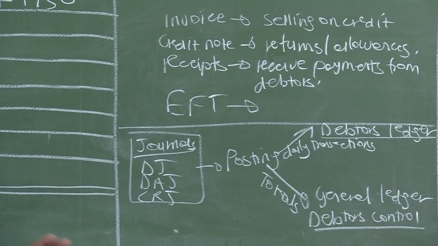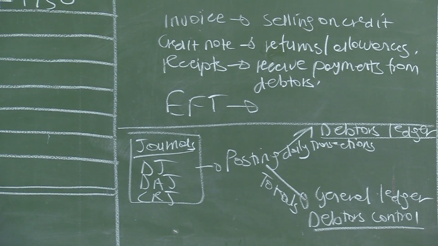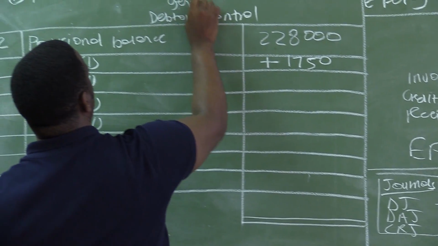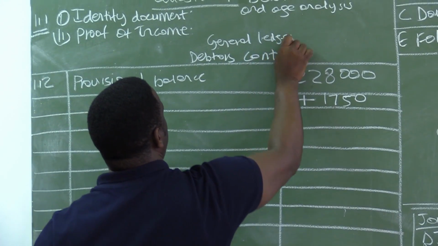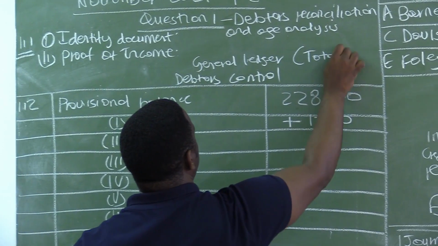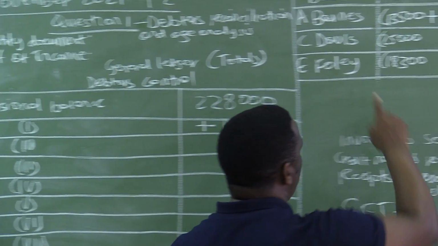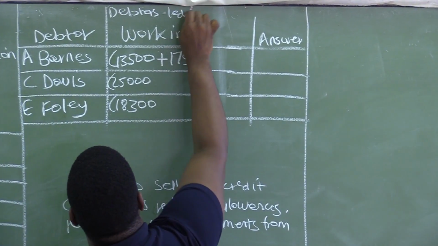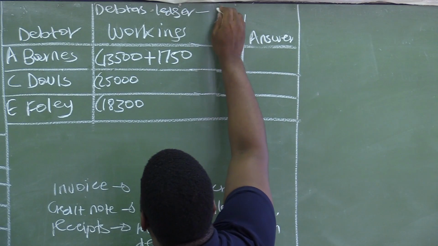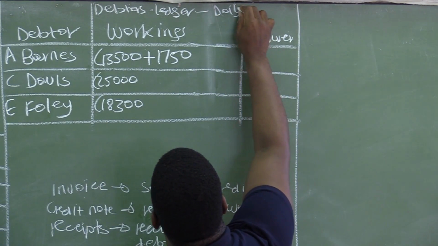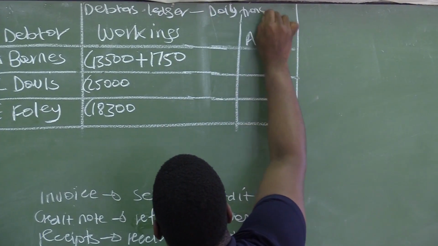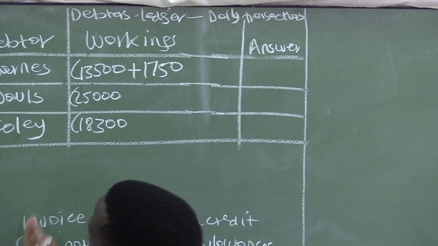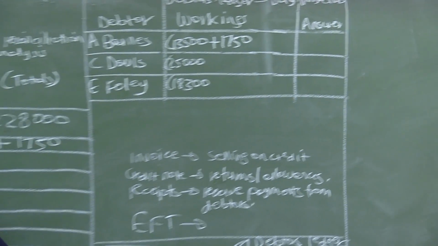So there is something that I need you to understand here, because we are having this debtors control account, and this is coming from where? This is coming from the general ledger. And the general ledger is dealing with what? With totals. And we are having this debtors list, which is coming from the debtors ledger. And the debtors ledger is dealing with daily transactions, not totals. And we are focusing on each and every debtor. These are personal accounts of our debtors.